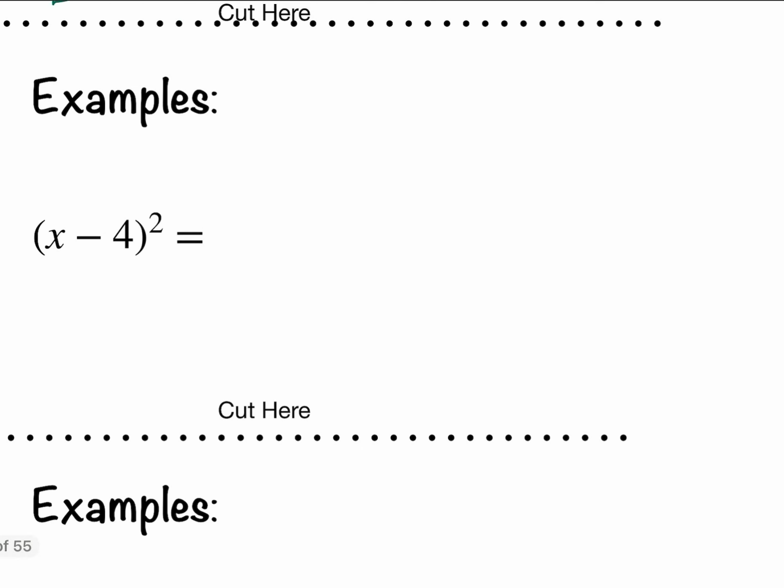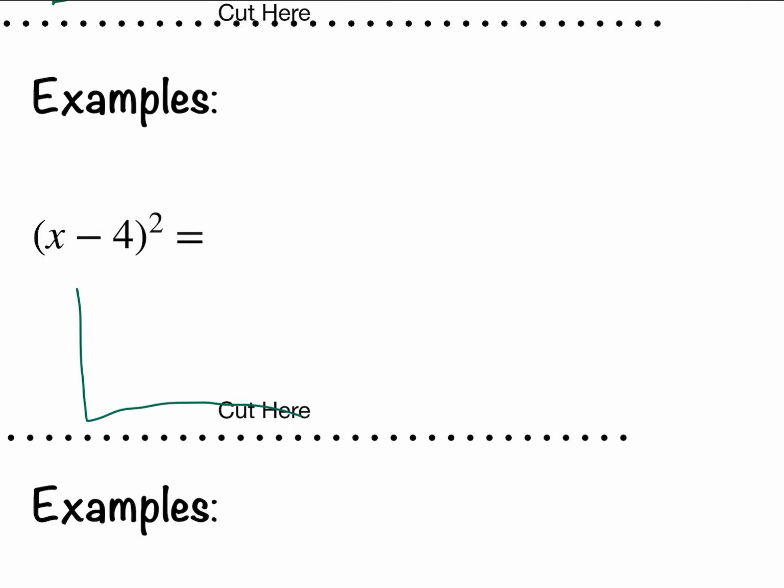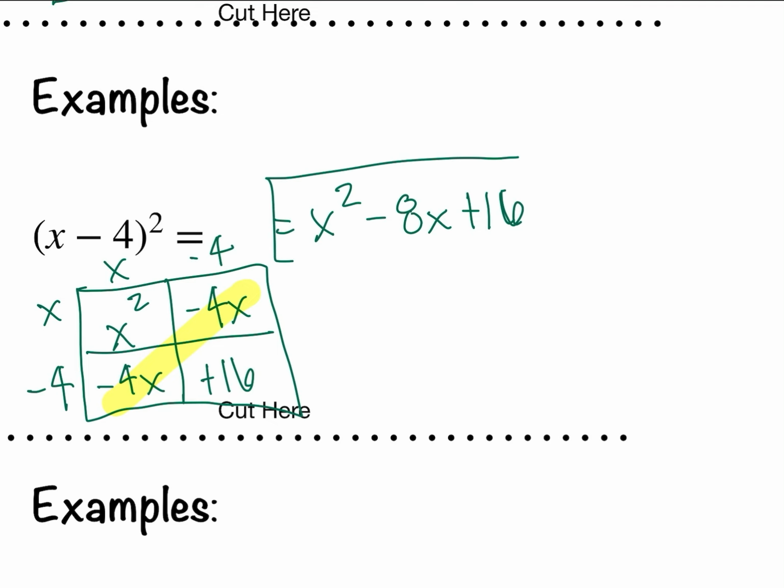Looking at one where we have a difference in both, again, we can go ahead and use our box method or whatever our favorite multiplication method is. And in that first box, x times x gives me x squared. Second box, x times -4. Third box, -4 times x. And in that last box, -4 times -4 gives me positive 16. And again, I can go ahead and combine like terms. And I would get x squared minus 8x plus 16.